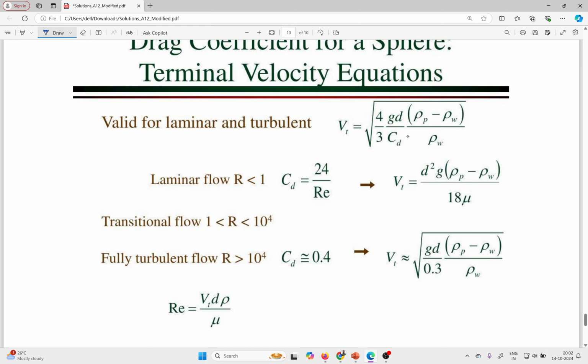Because you know already the formula is like that: Vt squared equals 4 by 3 g D times rho of particle minus rho of air, divided by rho of air, where the particle means your droplet, so rho of particle is the rho of water. So like that.